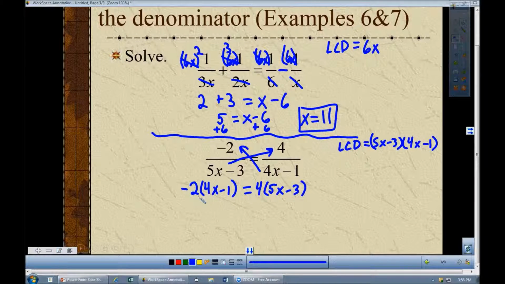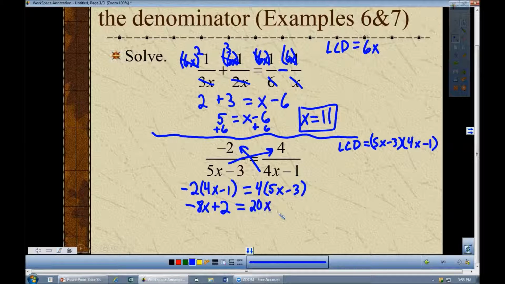So let's continue solving this equation. Distribute the -2: -8x plus 2. Distribute the 4: 20x minus 12. Let's get all the x's on one side of the equation by adding an entire term. Add 8x to both sides. We have 2 equals 28x minus 12.